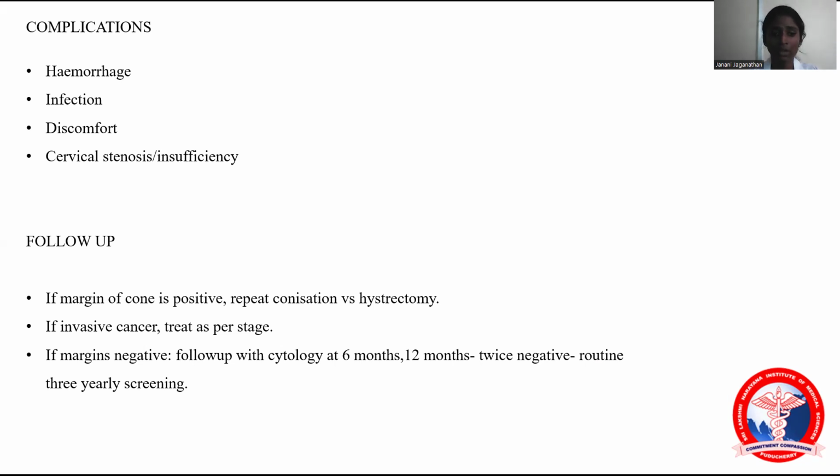If margins are negative, you have to follow up with cytology at 6 months and 12 months. If two consecutive cytological reports come back negative, you move on to routine screening, which is every 3 years when done with cytology alone, or every 5 years when HPV co-testing is combined with cytological screening. So follow-up is very important for prevention of pre-invasive and invasive lesions of the cervix.